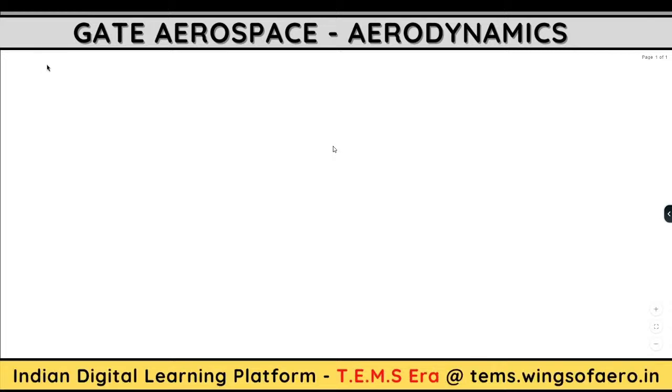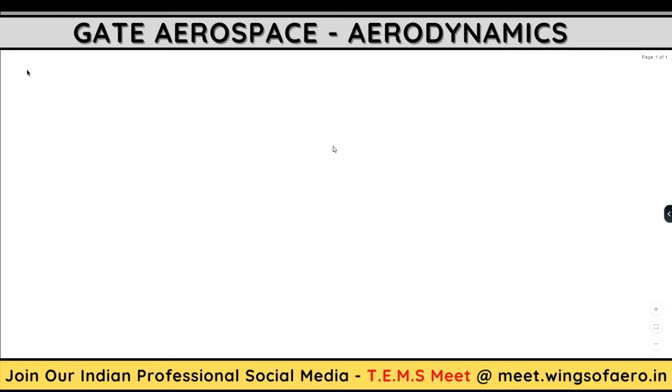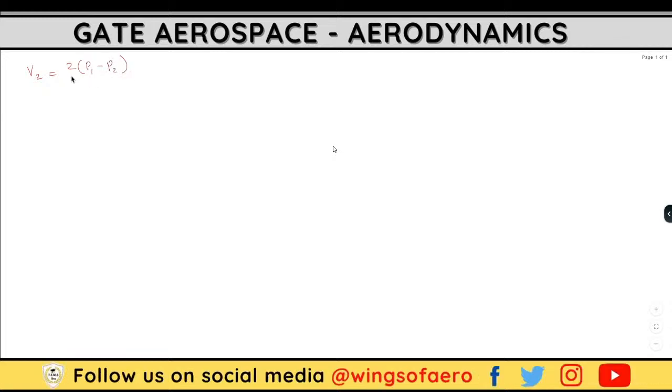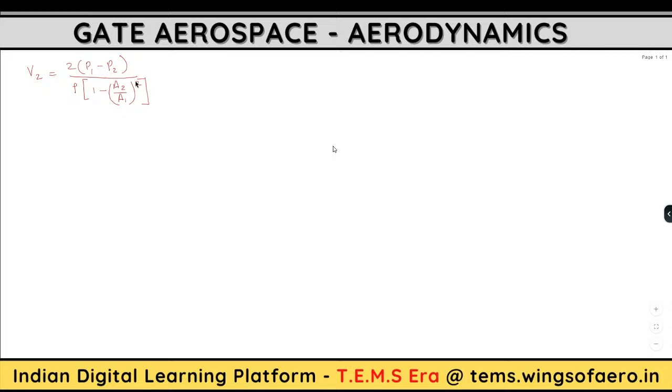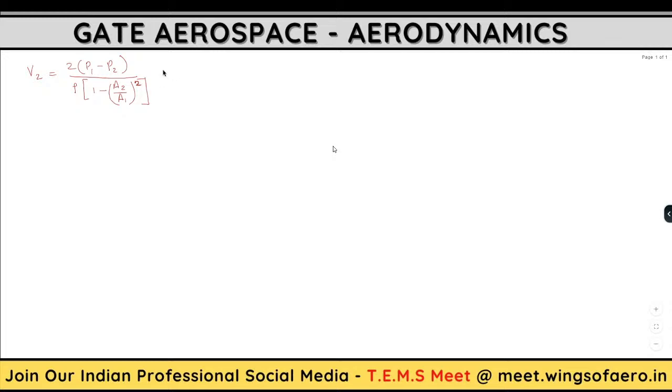Can you see my screen now? Now what is the formula I said? V2 equals 2 times (P1 minus P2) by rho, into 1 minus (A2 by A1) whole square. Okay, only this one is squared. A2 by A1 square, close the bracket. Now what I have said is, from here how do you find V1?